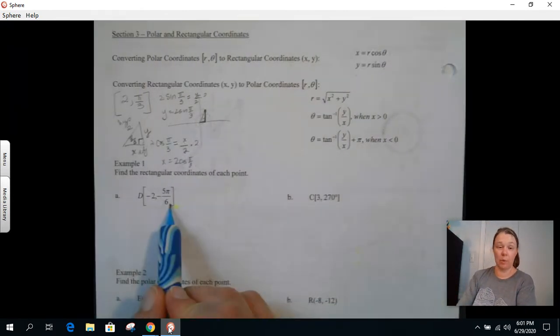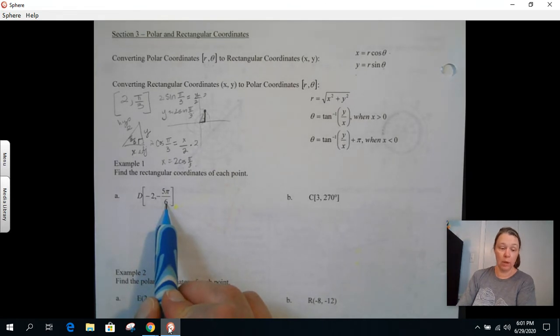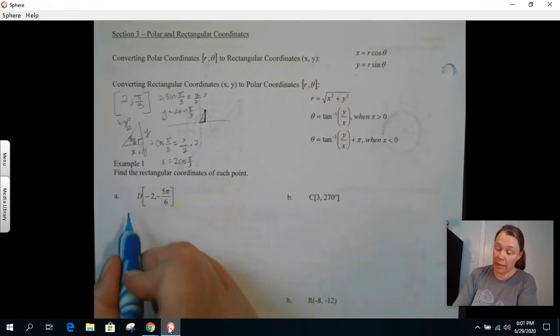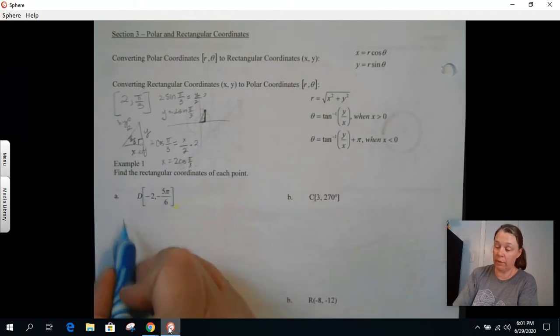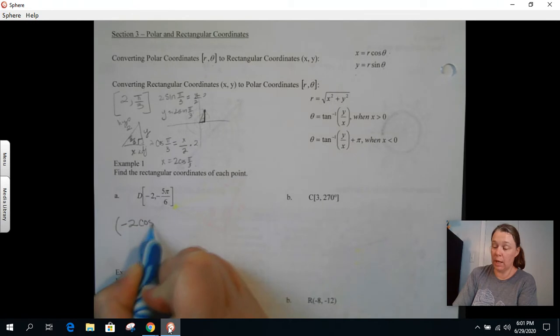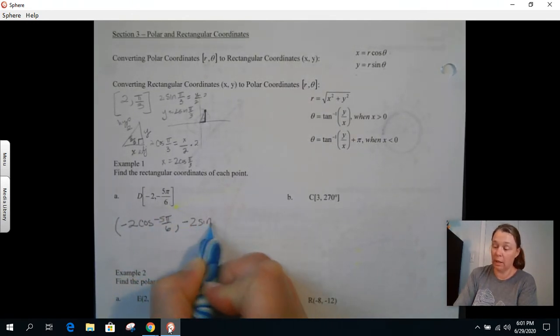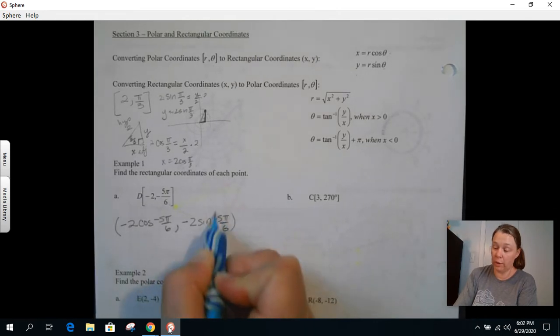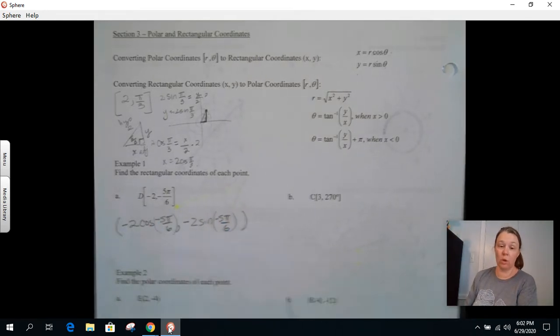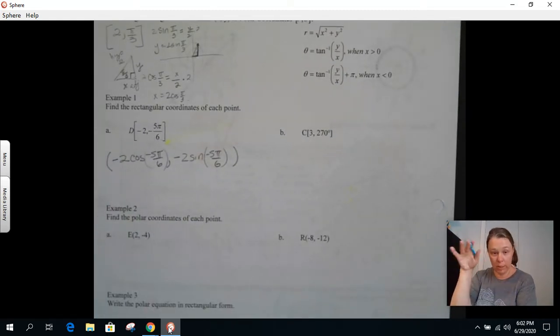And that's what example 1 is asking me to do. It's asking me to find the rectangular coordinates, the x and the y, given these polar coordinates. I know to get my x value, it's r times the cosine of theta. So it's going to be negative 2 times the cosine of negative 5 pi over 6. And to get my y value, it's going to be negative 2 times the sine of negative 5 pi over 6. Just how you found the components last chapter, but instead of being in those little pointy parentheses, now it's just a rectangular coordinate.